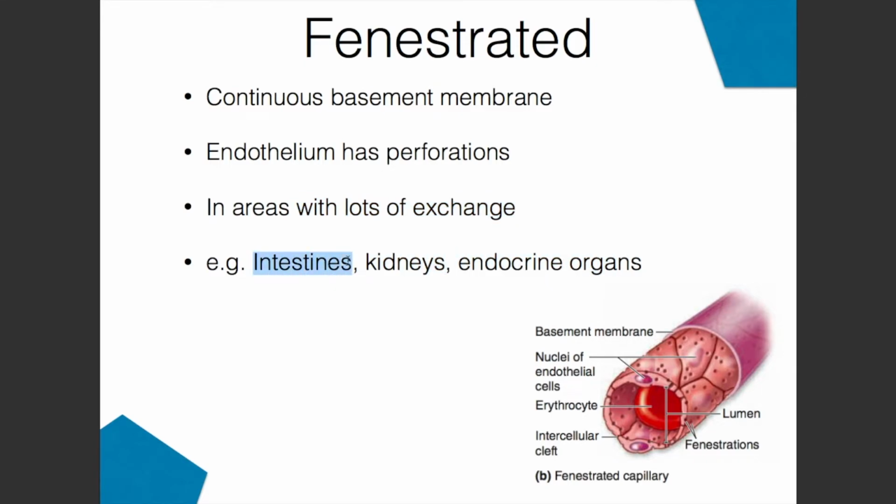So for example, let's take intestines as an example. You'll be absorbing a lot of carbohydrates, a lot of amino acids, and so on. And to be able to absorb those, you'll need the fenestrations for better absorption. In kidneys, you're trying to filter as much as possible. And in endocrine organs, you're trying to get the hormones out. So you'll be needing fenestrations.